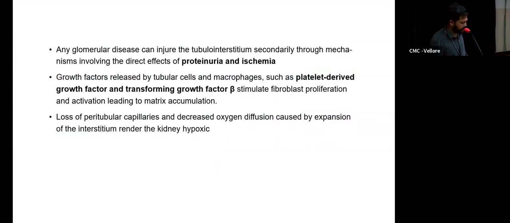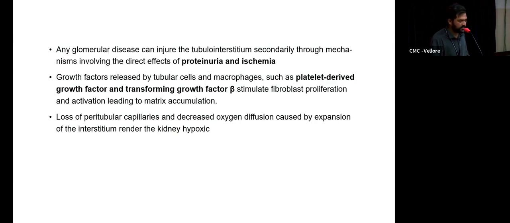through mechanisms involving the direct effects of proteinuria and ischemia. Growth factors, like I mentioned before, the proximal tubular cells are implicated in producing the growth factors, and macrophages which are already there in the interstitium. So it's an interplay between these cells which produces factors like PDGF and transforming growth factor beta. That has a fibroblastic potential. And then the M1, M2 phenotypic transition that I also talked about, like monocytes, so depending upon which way the balance tilts, that will be there.